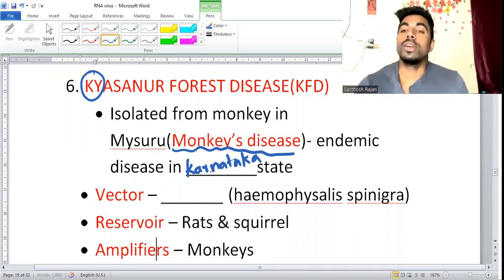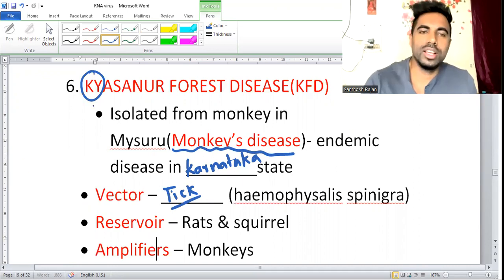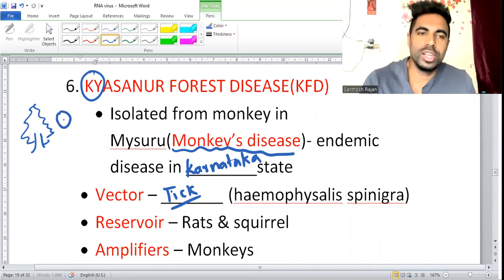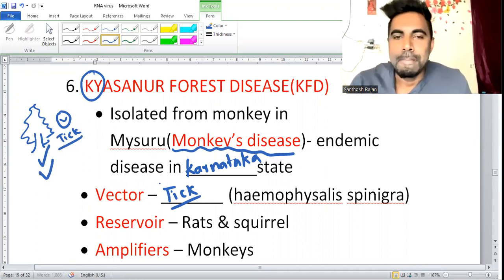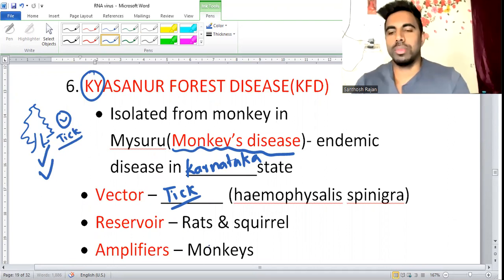So now vector, what is the vector here? Vector for Kyasanur is tick. What happened in Kyasanur forest, in this beautiful Kyasanur forest, with a lot of monkeys, there is always this tick. You always think tick in Kyasanur Forest disease. Okay, tick in Kyasanur Forest disease. Okay, right. And of course, your rats and squirrels are also involved. And monkeys are the basic amplifiers here.